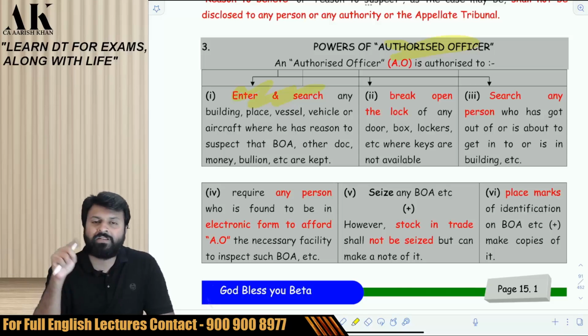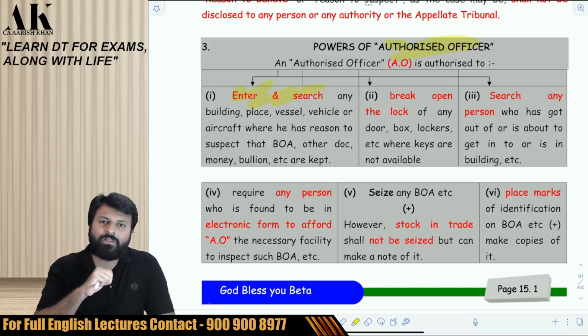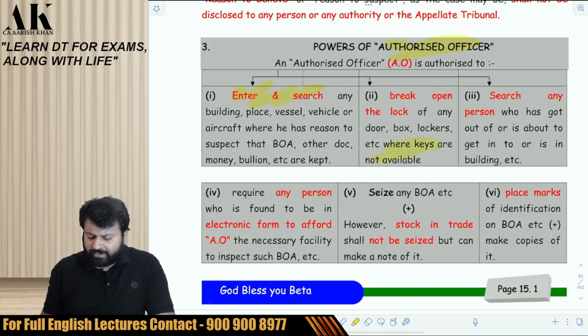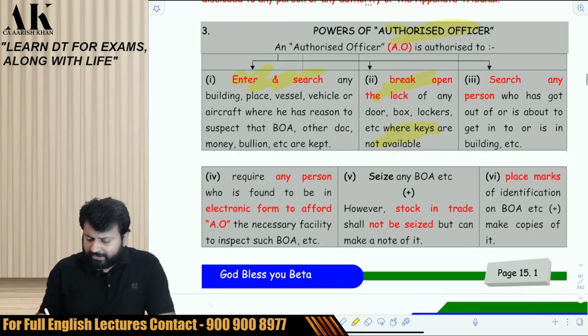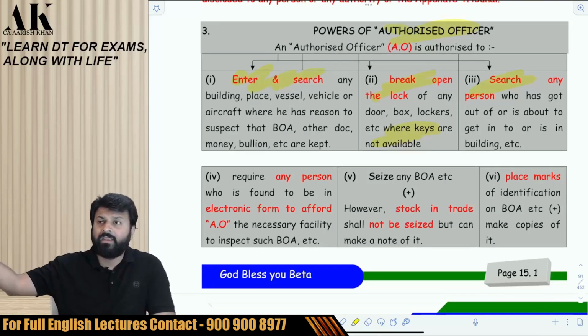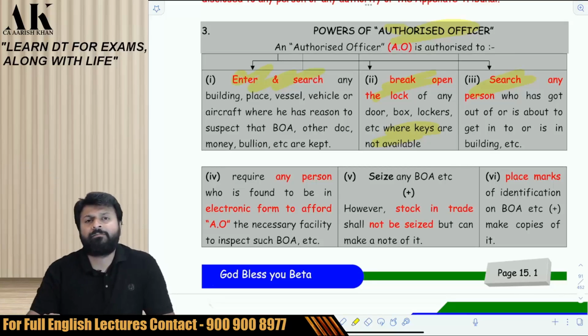Check, this was not given in survey, not given in 133 or 133B. Now here all kinds of powers are given. If the keys are not available, he can even break open the lock and go inside and search any person. He can search any person who is about to come out of the building. He can also search any person who is going inside the building.